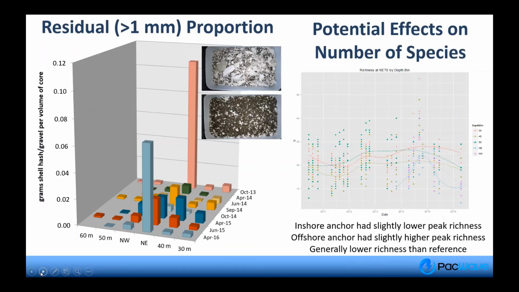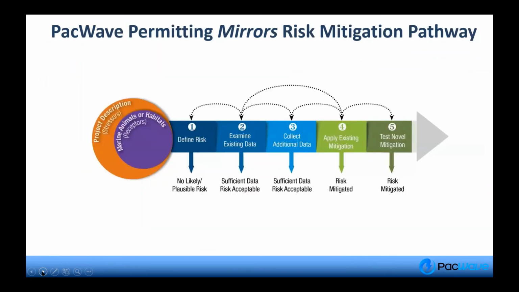And so this is of course of sediment-based species, so kind of the opposite effect of talking about new species colonizing, but what was there before, right around the anchors, seemed to have lower species richness. So go ahead and click.